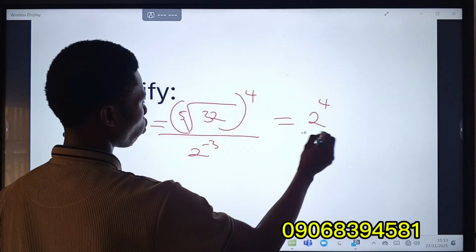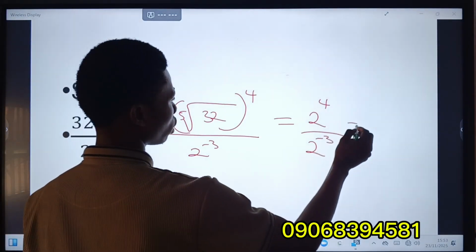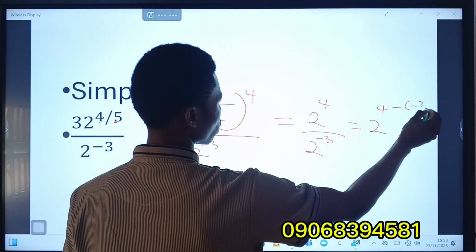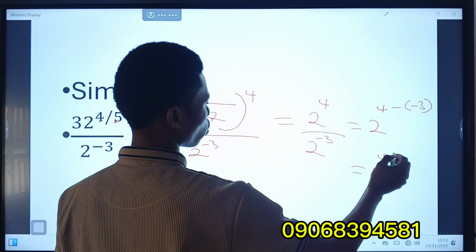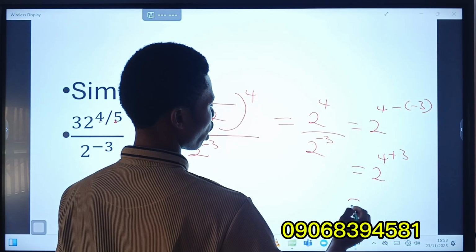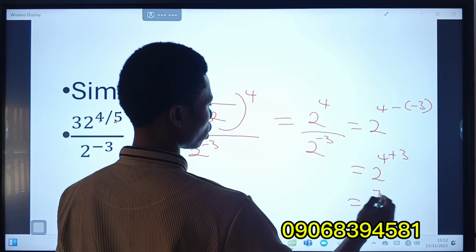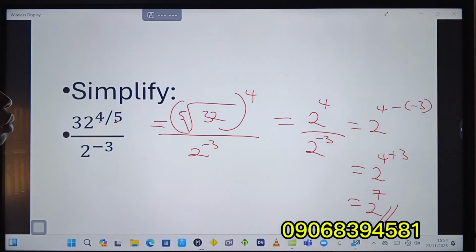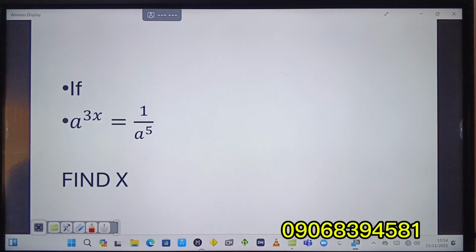We have 2 raised to power 4 all over 2 raised to power minus 3. Since the bases are the same, I take just one. And since it's division, I subtract the power. So 4 minus minus 3. Minus minus is what? Plus 3. So I'll be having 2 raised to power 4 plus 3, which is 7. That becomes our answer. 2 raised to power 7 becomes our answer. Simple as that. Alright, moving on.